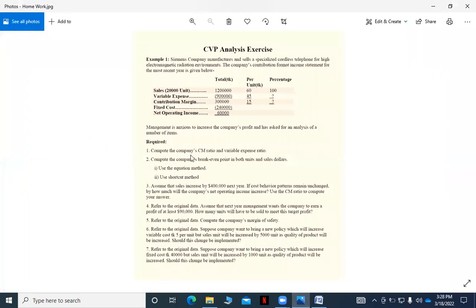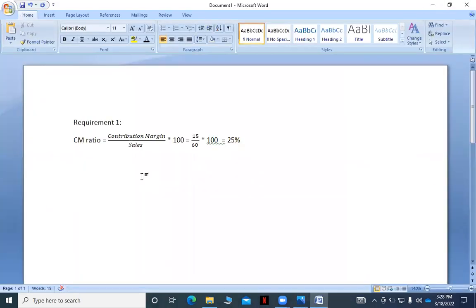Okay, and now we'll go back to the question again. Another requirement in the first requirement is the variable expense ratio. In the last math on the last day, we didn't do any variable expense ratio. It is just like the CM ratio. Instead of contribution margin, you write the variable expense. So the variable expense ratio formula will be variable expense divided by sales, and you will multiply it by 100. So we'll write variable expense ratio is variable expense divided by sales, and we'll multiply it by 100.